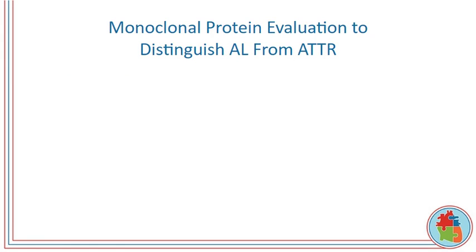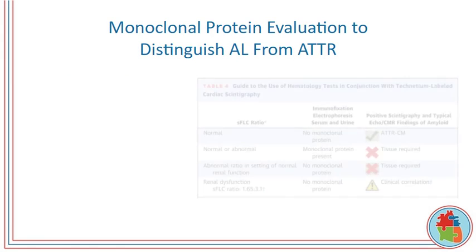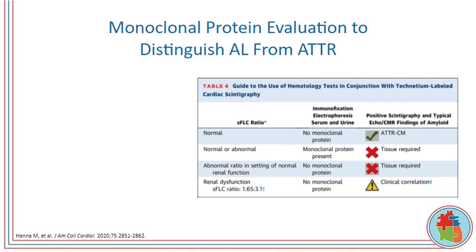Now, when a non-invasive approach is used for diagnosis of TTR cardiac amyloidosis, specifically with technetium-labeled bone scintigraphy, a monoclonal protein evaluation is critical to exclude light chain amyloidosis, since light chain amyloidosis is the most common cause of a false positive bone scintigraphy scan.